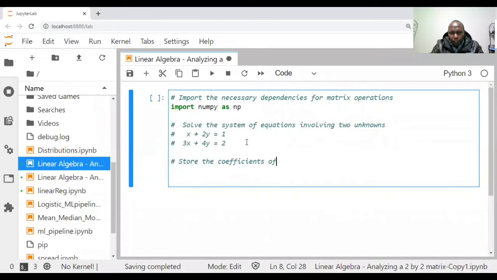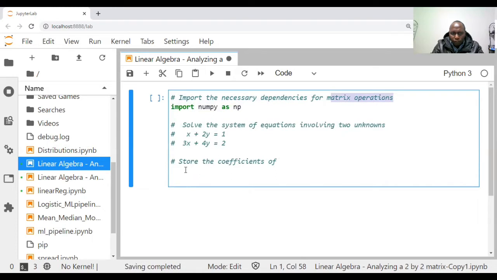Welcome. Today, we're going to demonstrate how to solve a system of equations involving two unknowns by using the ideas from our previous videos. So the demonstration is using the Python programming language. And the first thing that I'm going to do is to import NumPy, which is the library that is needed for matrix operations within the Python programming language.